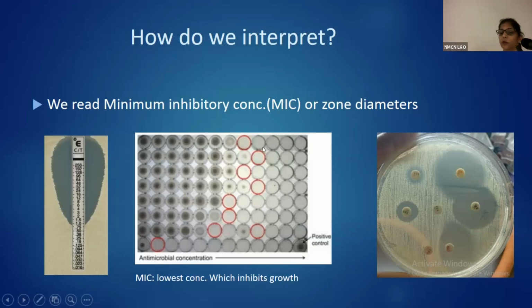This MIC will be 2. So this will be the lowest concentration of antibiotic which inhibits growth. Then we also have the disc diffusion test.